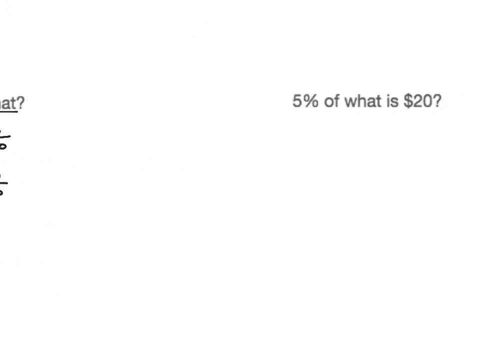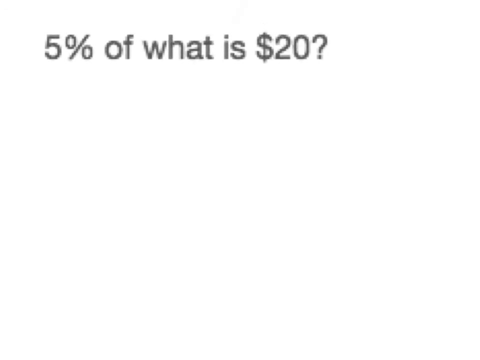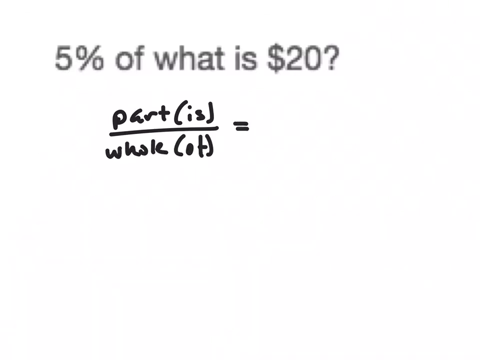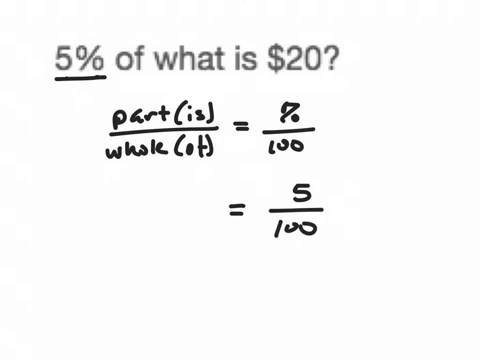All right, next thing over here, 5% of what is $20. So again, let's write out part is, divided by whole, which is of, and that's equal to my percentage out of 100. My percentage that we were already given is 5, so I'm going to put that 5% out of 100. And then it says of what? When it says of what, it's asking that question. We don't know what it is.